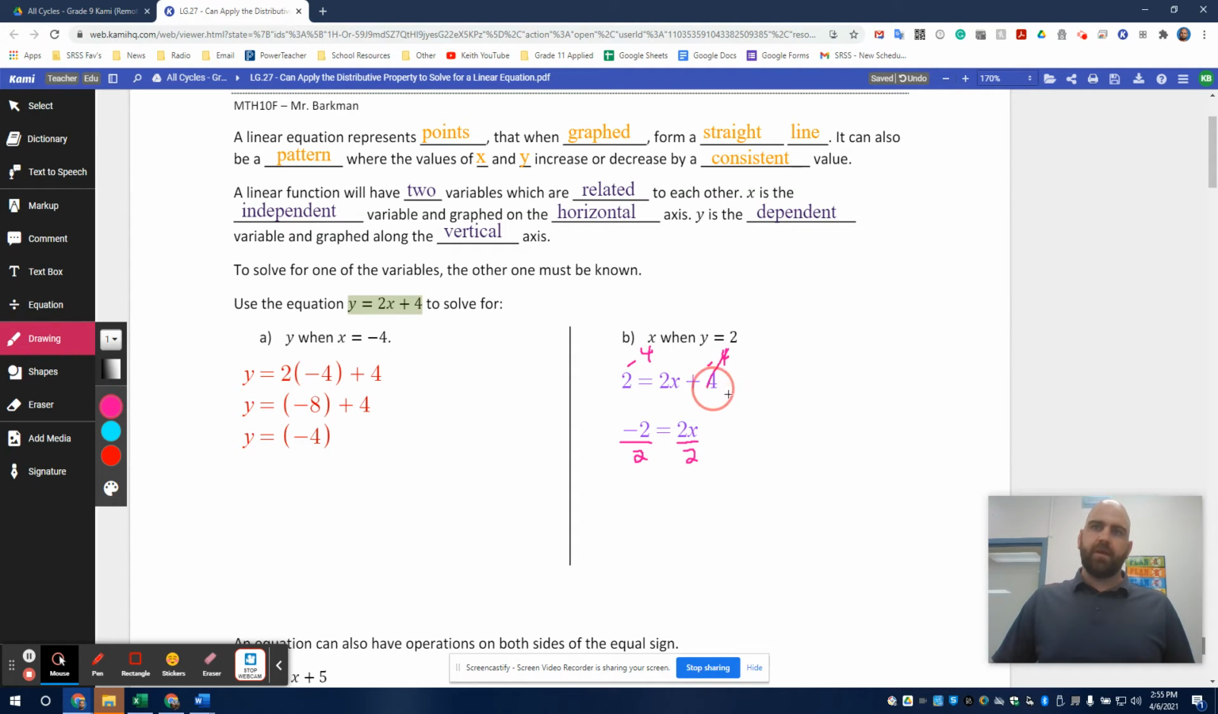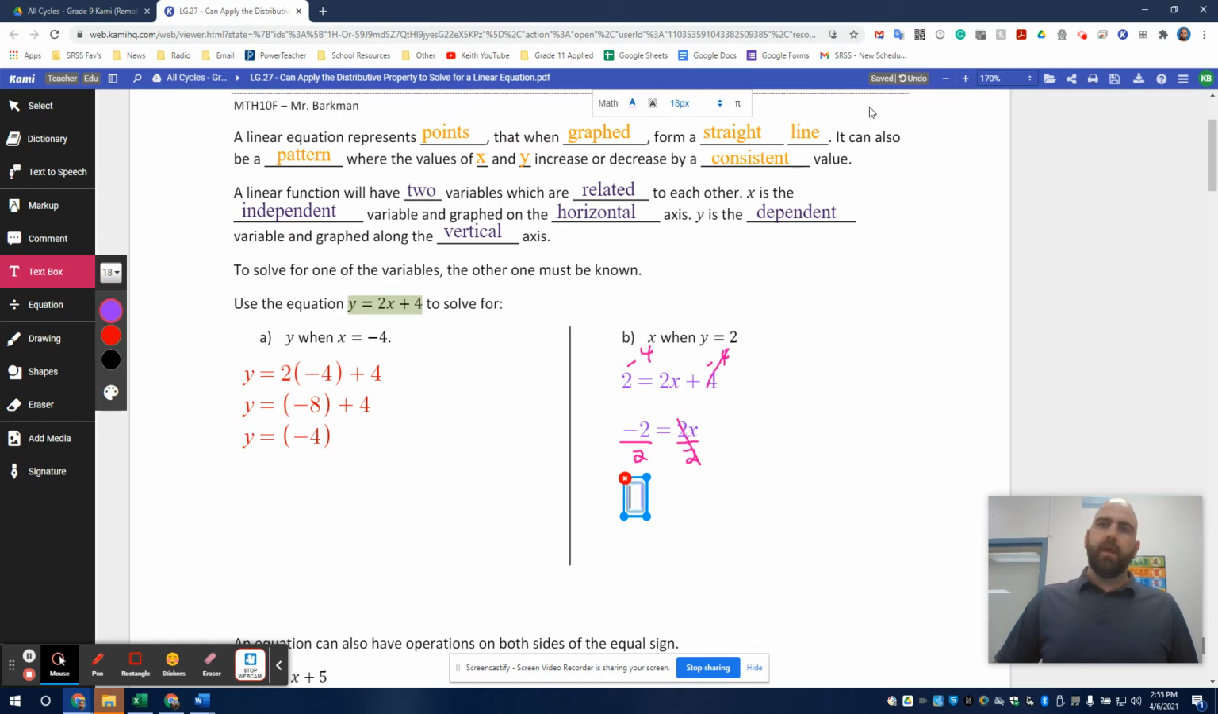Sorry, this cancels out here. This is now, the 2's are going to cancel out. They're going to become 1. Okay, not 0, they're going to become 1. And negative 2 divided by 2 is negative 1, which is equal to x.